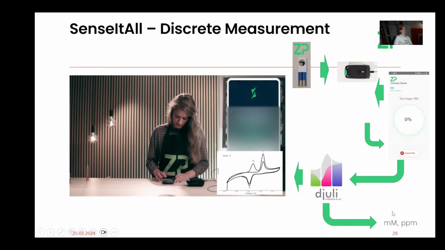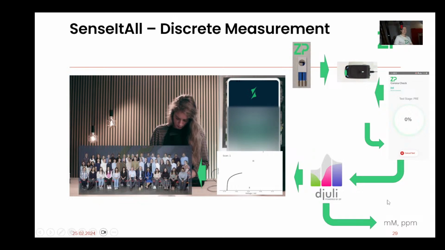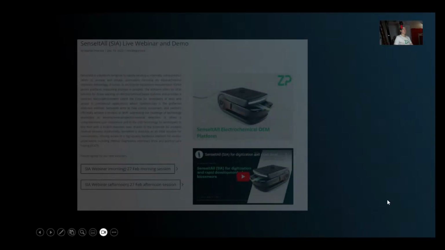So the nice thing about this platform that I'm also talking about is it's cloud enabled, and all the data goes to the cloud, and they can then find their data up in the cloud. But at the moment they don't have the platform, they only have the screen printed electrode.